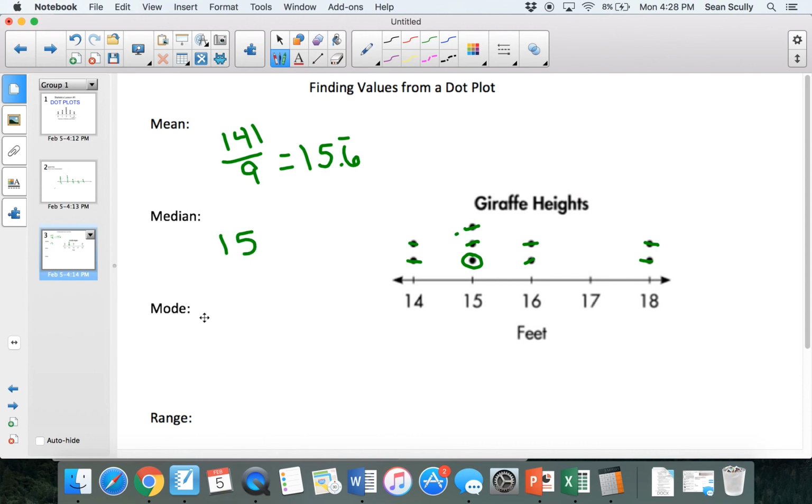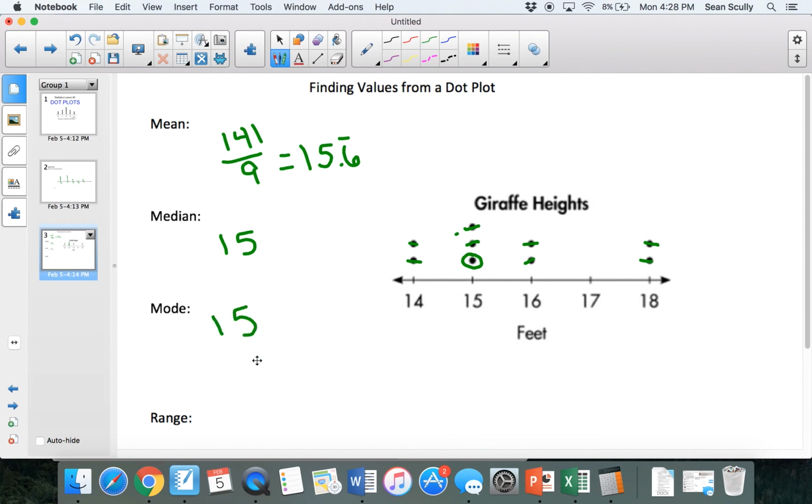Now the mode. The mode is going to be very easy for a dot plot. Since it's the most often, it's going to be the one with the most amount of dots. If we look, there was only 2 for 14, 2 for 16, 2 for 18, but there were 3 for 15. So our mode here is also 15.